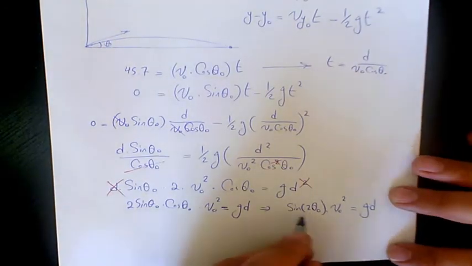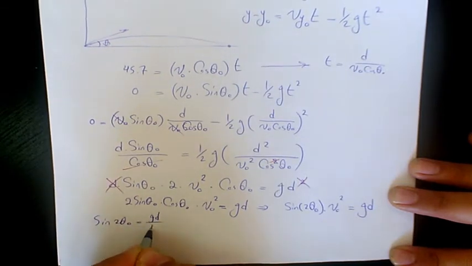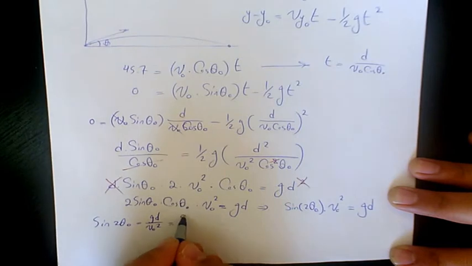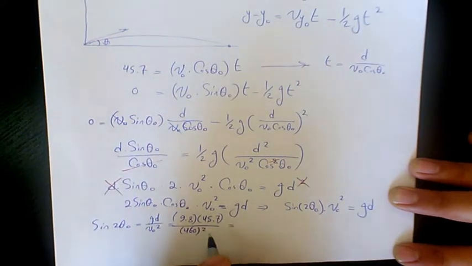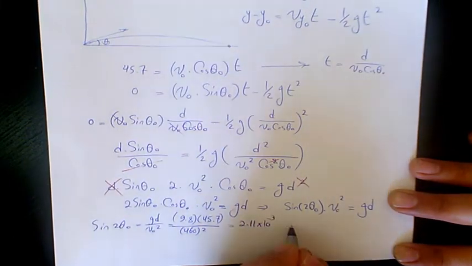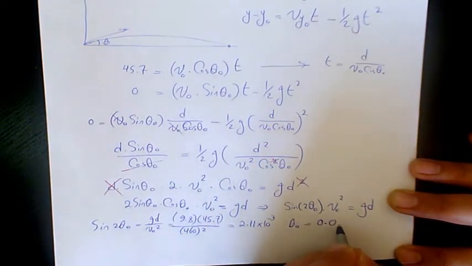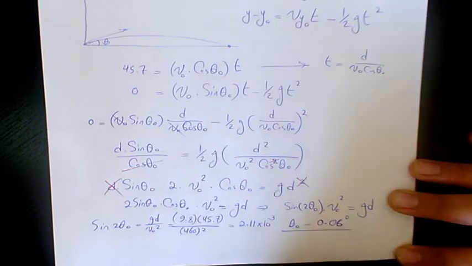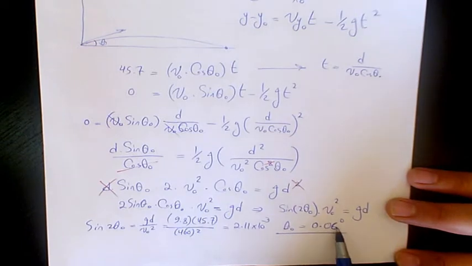Now in order to find theta, we can say sine 2 theta equals g d over v_0 squared, which is going to be 9.8 times 45.7 divided by 460 to the power of 2. That will give me 2.11 times 10 to the power of negative 3, and then we can find theta by finding the inverse of sine. That will be 0.06 approximately. So that's going to be the angle.